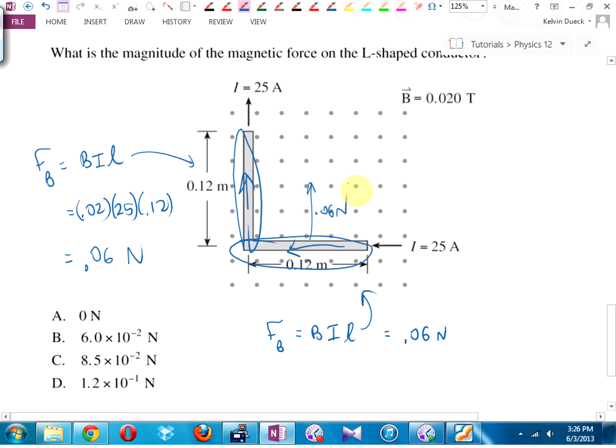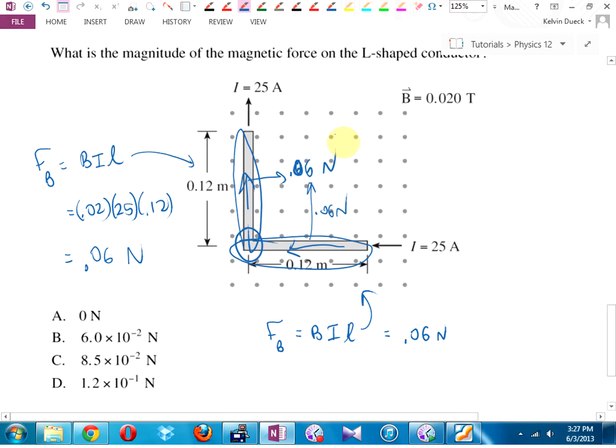What about this one? Current is up the page. Magnetic field still out of the page. It's going to get pushed to the right. And because these are attached right there, this L-shaped piece of conducting rod is going to feel both forces. 0.06 newtons. How do I add up and right? It's not 0.12. How do I add those two vectors together?